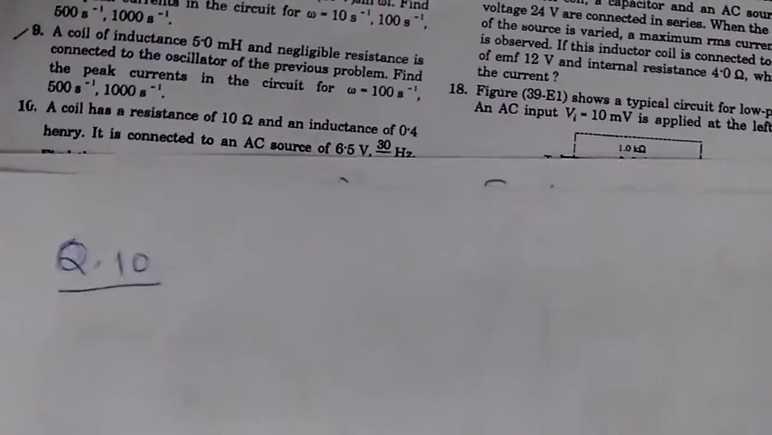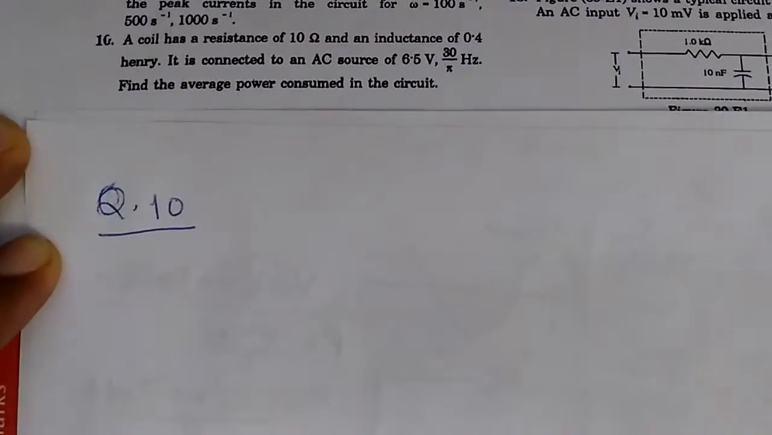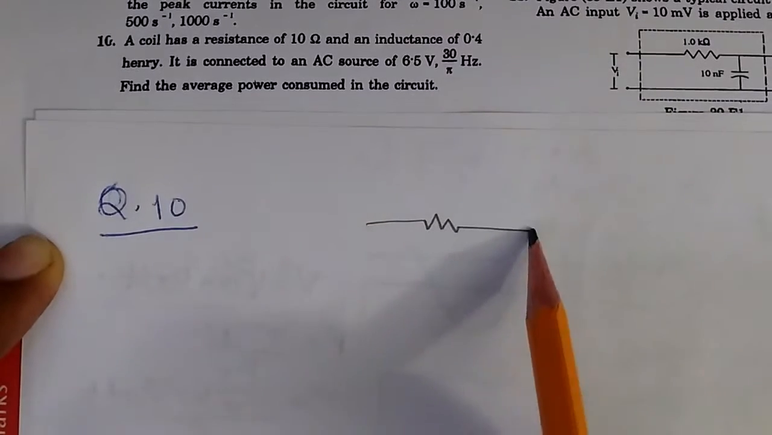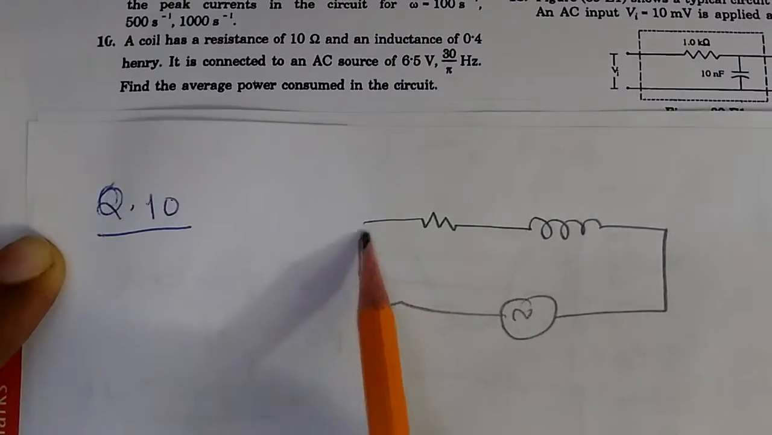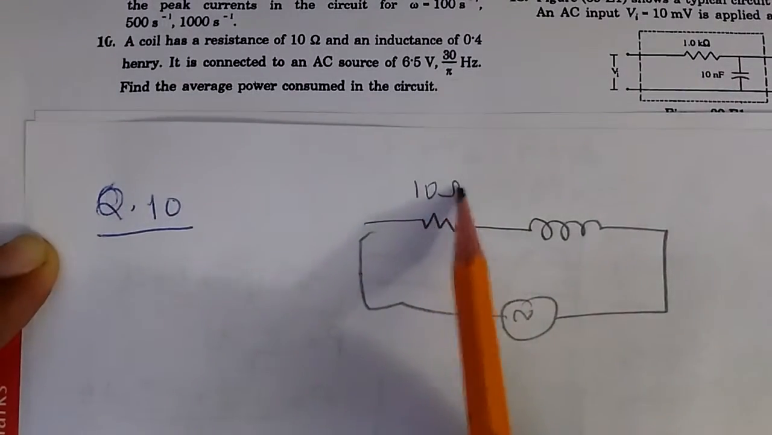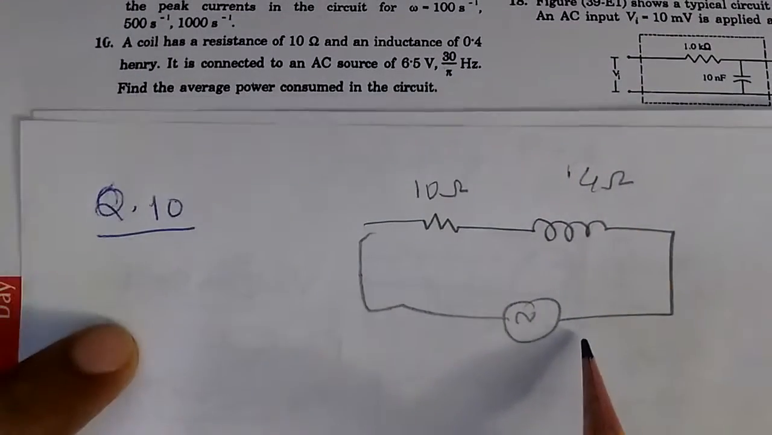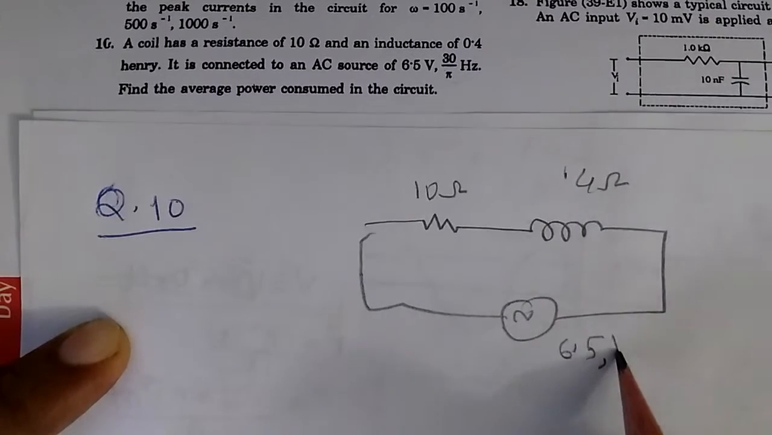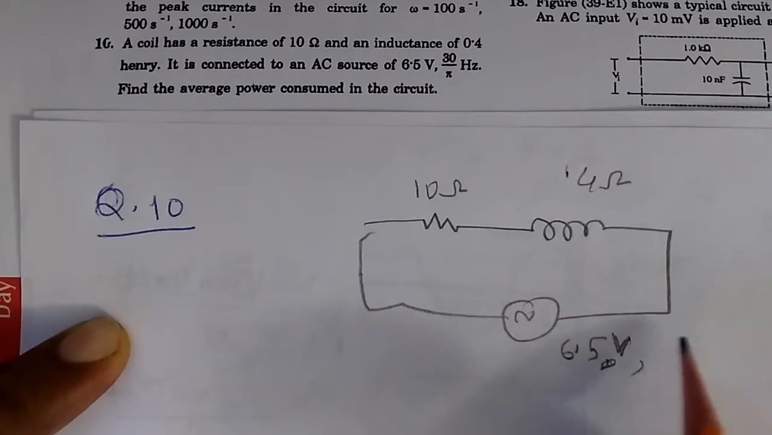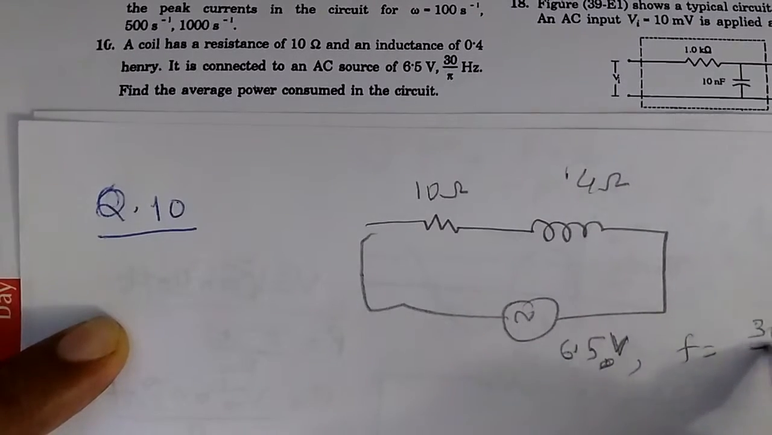We have a resistor and an inductor like this, and we are connecting it to an AC source. R is given as 10 ohm and inductance is 0.4 Henry. And the voltage given, 6.5 volt, is the RMS value, not the max value, and its frequency is given as 30 by pi.